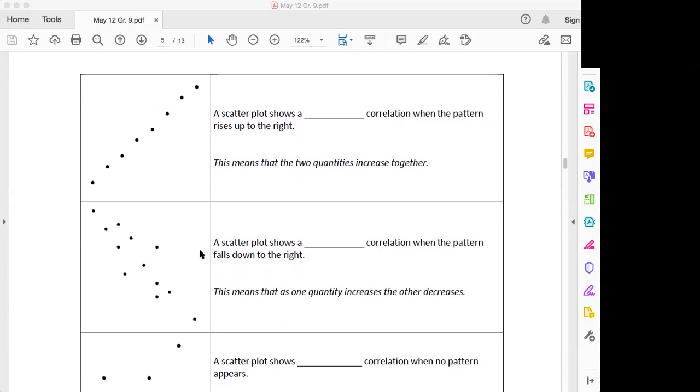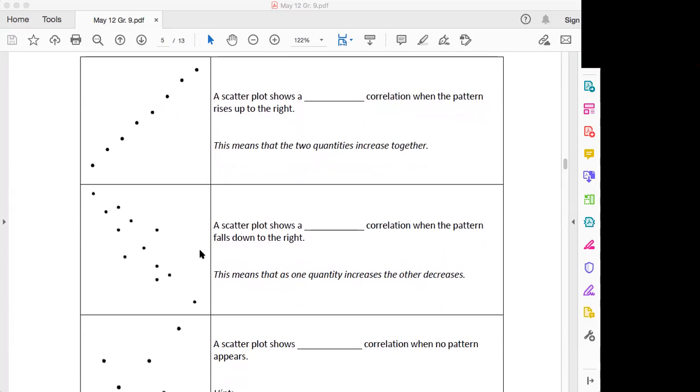Just as a reminder, a scatter plot shows a strong correlation when the pattern rises up to the right. A scatter plot shows a moderate pattern when it falls, and a weak correlation when there's no pattern that appears. Okay, so you should know this. This should be review for you.